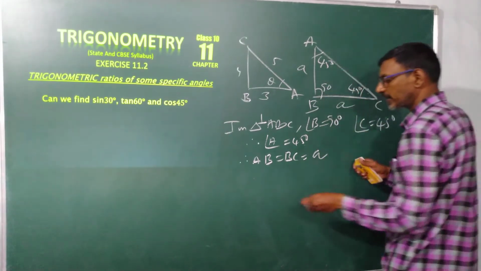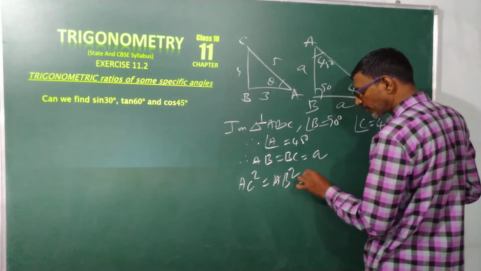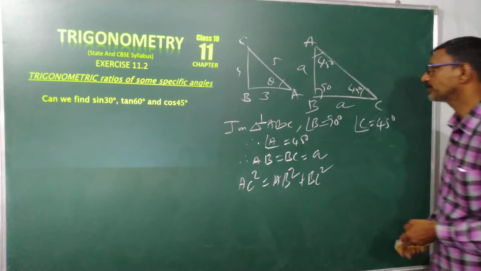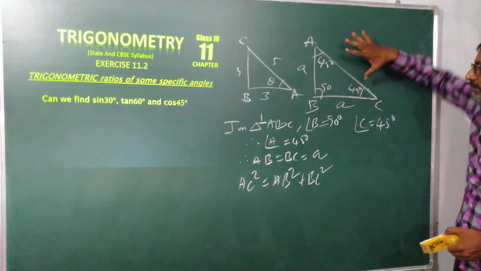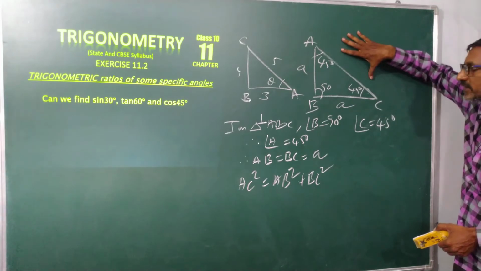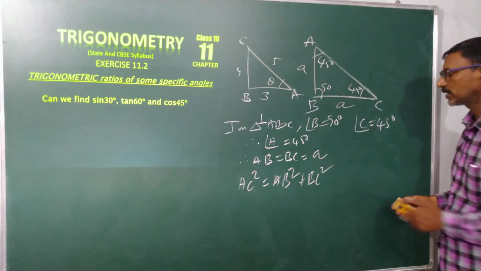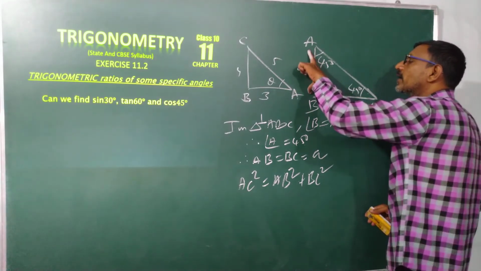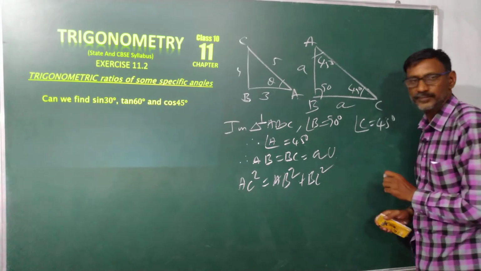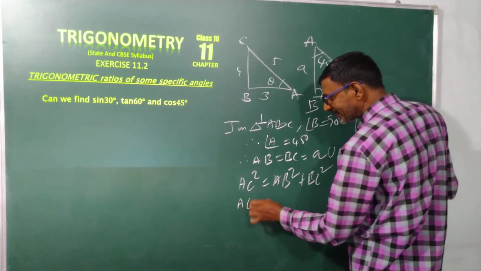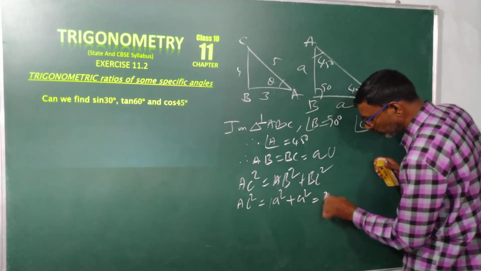By Pythagoras theorem, AC square is equal to AB square plus BC square. From Pythagoras theorem, the hypotenuse, this is my hypotenuse, AC square is always equal to the sum of the squares of the other two sides. BC and AB are equal, which I take here as A units. Therefore, AC square is equal to A square plus A square, that is equal to 2A square.